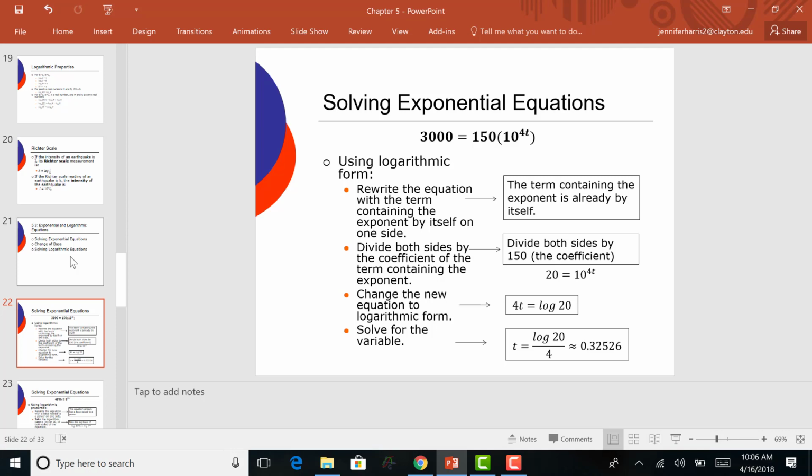So here is what happens to my 150 over 150? Cancels out. So I'm left with 10 to the 4t on the left side of the equation. What's on the right side if I simplify? How many times does 150 go into 3,000? Is it 20? Is it 200? Well, I know 2 times 150 is 300, so 20. All righty.